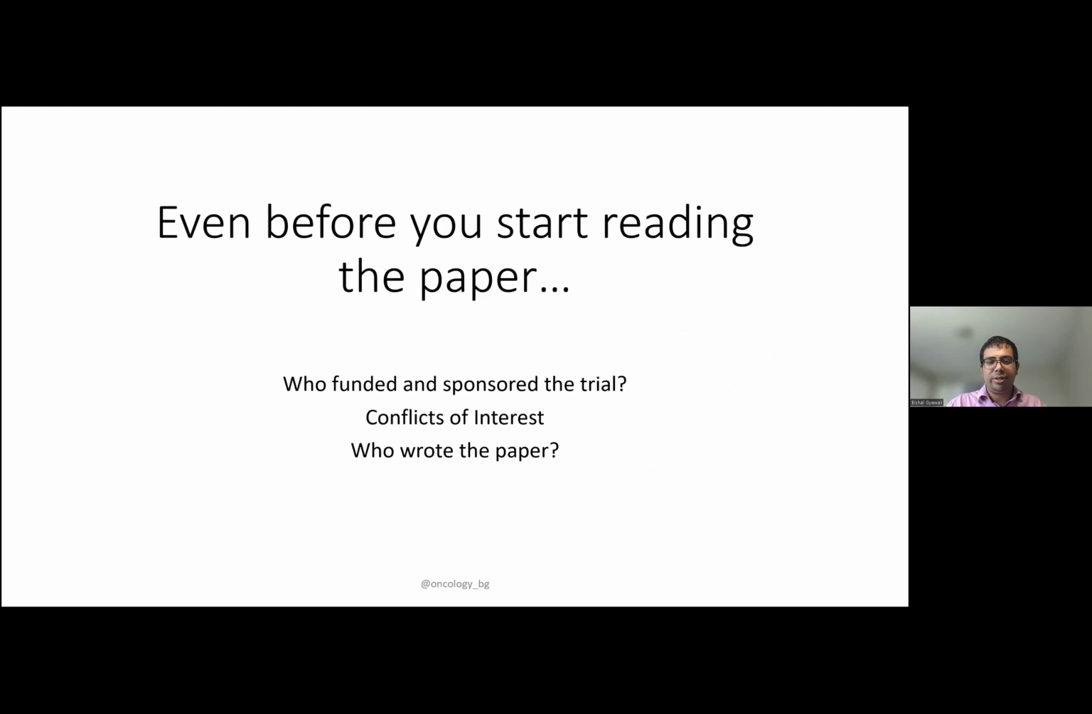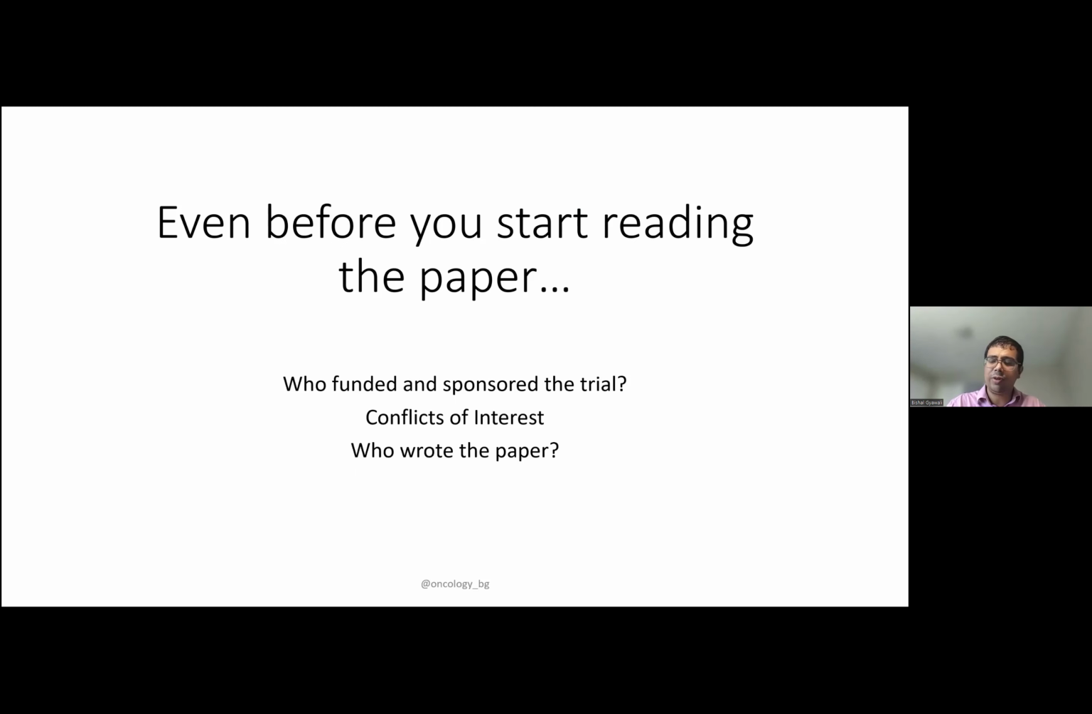Okay, we discussed that we are not going to read the abstract, but what are the other things that we need to take care of before we start reading the paper? I think there are a couple of things that we need to note even before we start reading the paper, because the answers to these questions will have implications on how we read and interpret what is being written in the paper. The first is, who funded and sponsored the trial? Who conducted this trial? Who has a financial stake in the trial?